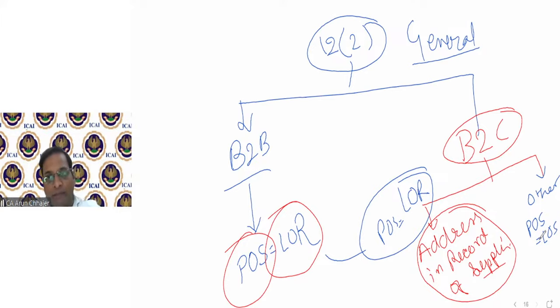I am going to ask one important question, but first tell me, is this chart clear to all? Before that, please confirm that the chart is clear to all.